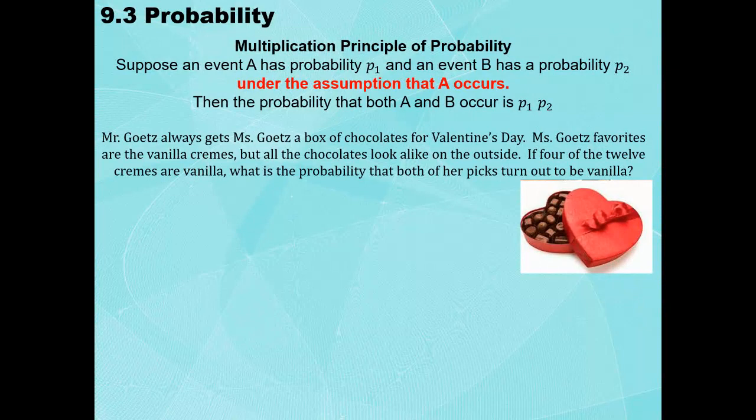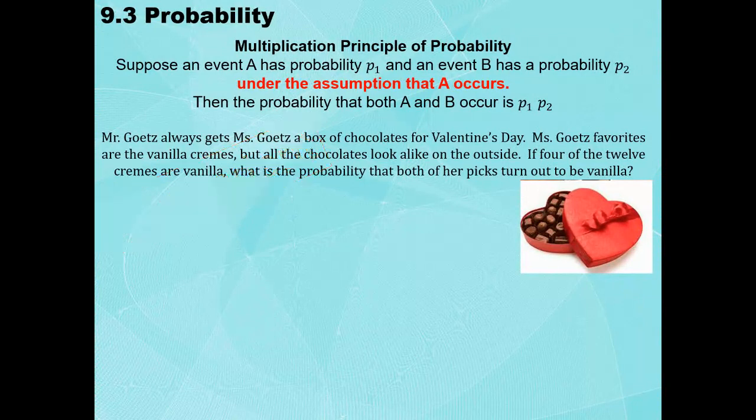Mr. Getz always gets Ms. Getz a box of chocolates for Valentine's Day. That's so nice. Ms. Getz's favorites are chocolate creams, but all the chocolates look alike on the outside. If 4 of the 12 creams are vanilla, what is the probability that both her picks turn out to be vanilla?